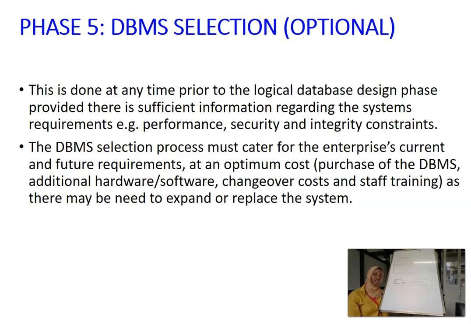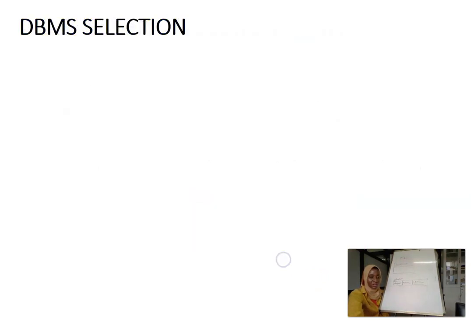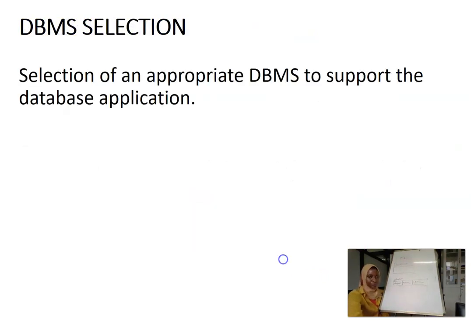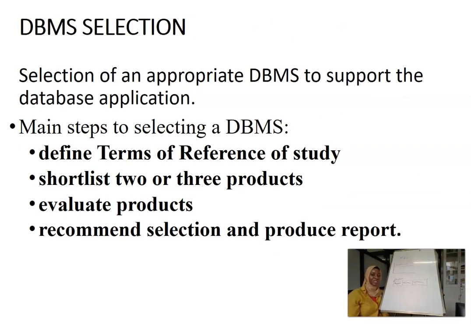You need to know the changeover requirements and costs related to changeover, any additional requirements, etc. So all those should be in position to guide you on the database management system that you should choose. So the processes that are entailed in the DBMS selection: one, you need to define the terms of reference of the study. For example, you need to know the DBMS that you want to use based on the criteria that I have mentioned in the previous slide.